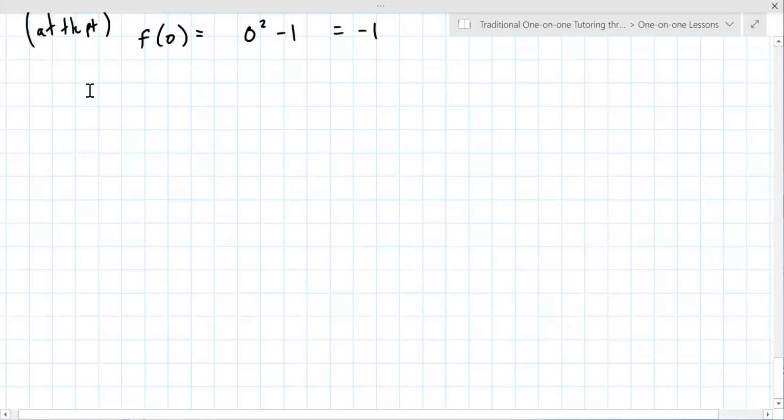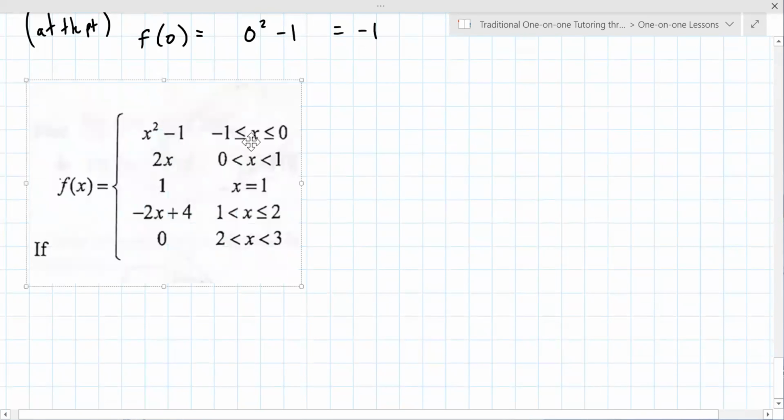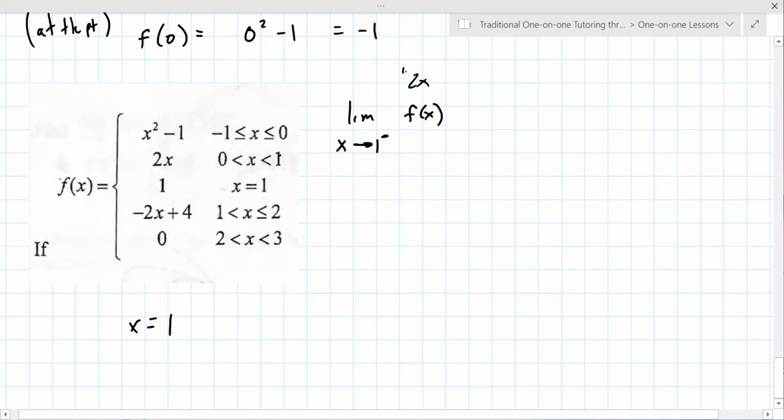So the next breakpoint is at x equals 1. We need three things here. We need the limit as x approaches 1 from the left, f of x. From the left means you find 1, there's 1, there's 1. And which one is valid left of 1? 2x. So this is your 2x, so this is 2 times 1, which is 2.